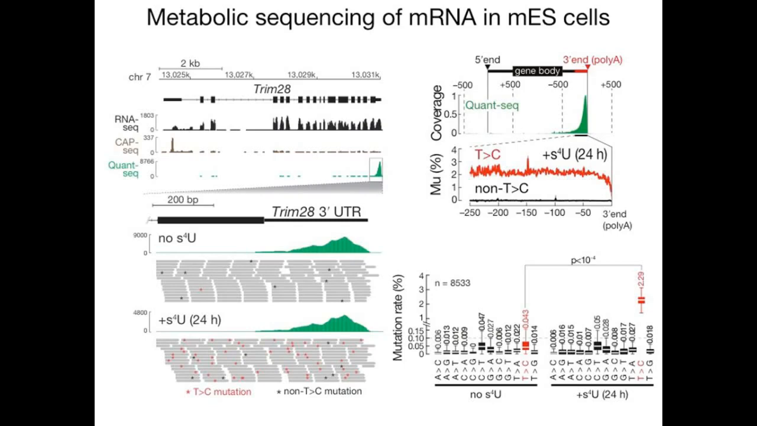Together, these analyses confirm that SLAMseq provides robust access to 4-thiol incorporation events in mRNA following 4-thiol metabolic RNA labeling in cultured cells.